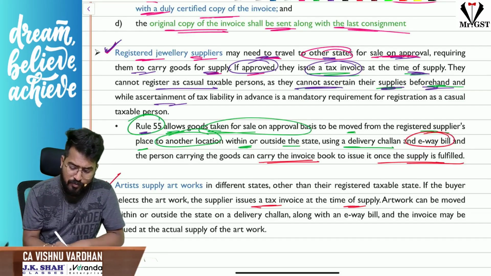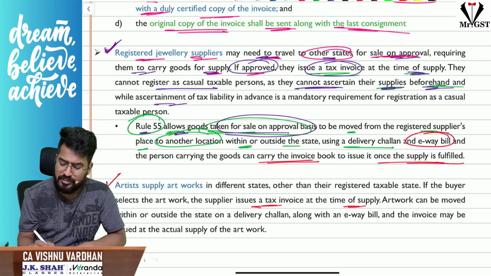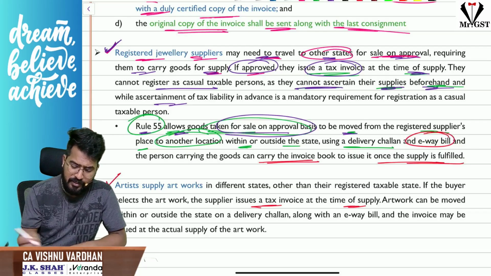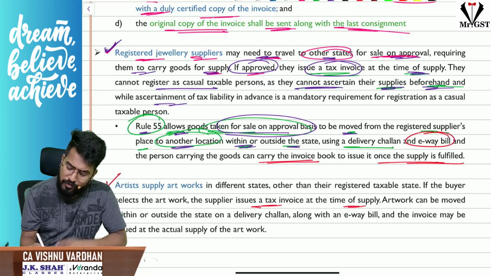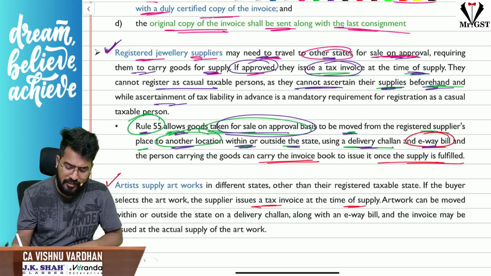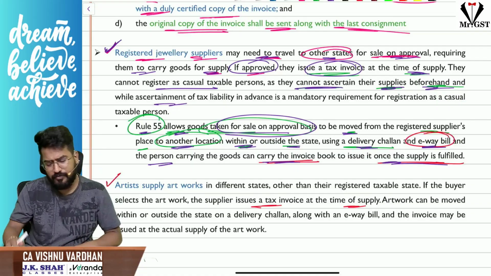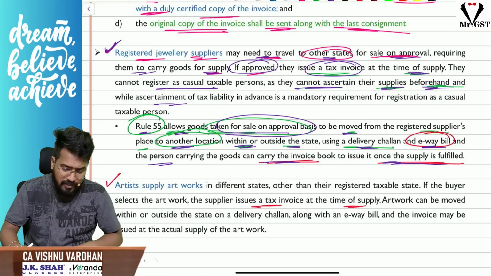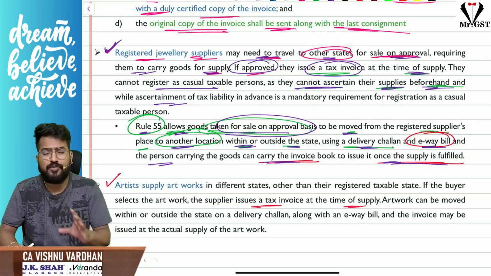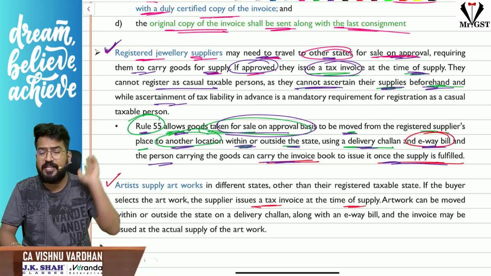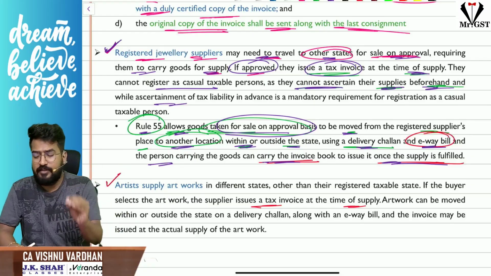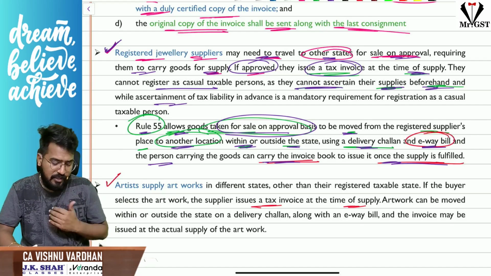So as per rule 55, which allows goods to be taken on sale on approval basis, they can move them to another location within or outside the state by giving a delivery challan and an e-way bill. The person carrying the goods can carry the invoice book to issue it once the supply is fulfilled. So carry the bill book, and once the supply is confirmed, raise the invoice. Otherwise, you can just have a delivery challan and move the goods.